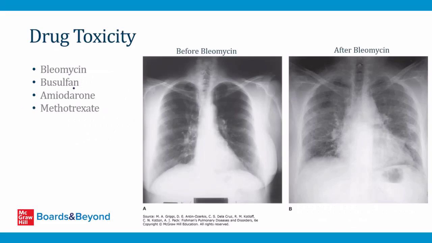Okay, there are a number of drugs that can lead to interstitial lung disease. Some of the important ones I've listed here. So bleomycin and busulfan are anti-cancer agents. Amiodarone is an antiarrhythmic drug, and methotrexate is an immunosuppressive drug.